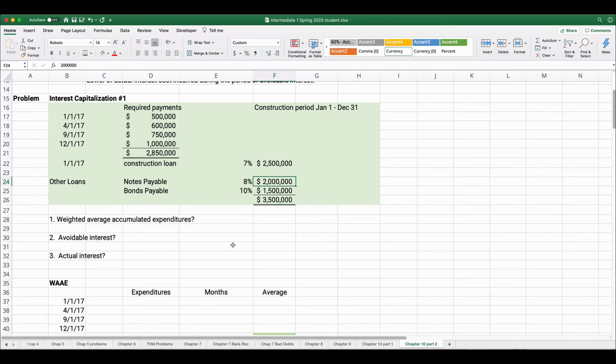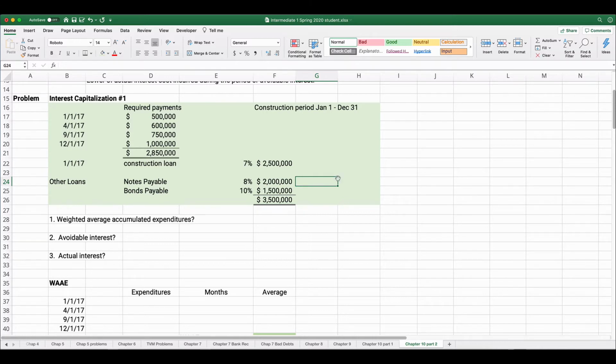Now, we could ask this as a problem like, what is the weighted average accumulated expenditures? What is the avoidable interest? What's the actual interest? You can calculate it out into steps, but here we're going to calculate these and just go back and fill in the blank. One of the things I would do here is calculate the average interest rate.